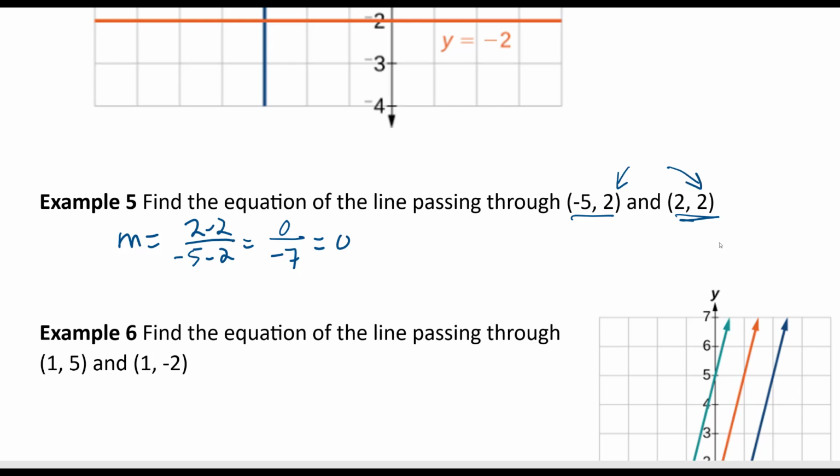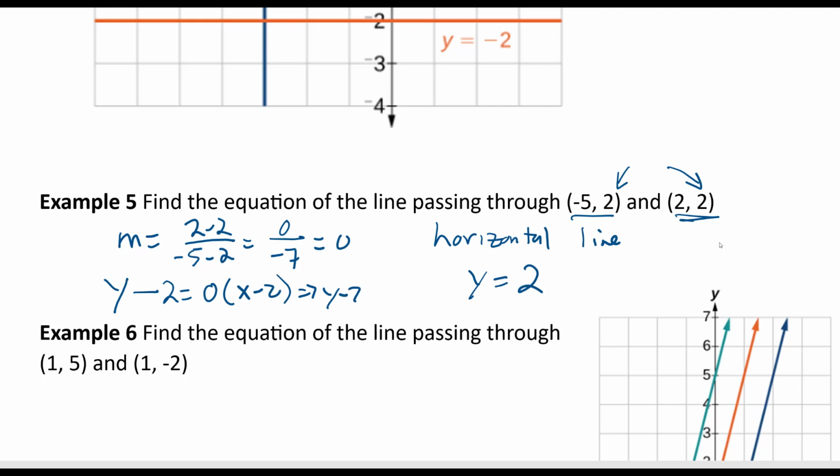One thing to look at when you see this is what's not changing: it's that y value. The x changes but not the y. So this is a horizontal line, and that's going to be y equals 2. Now if you want to put this in point-slope form, y minus 2 equals 0 times x minus 2. So y minus 2 equals 0, or y equals 2. So that's a horizontal line.